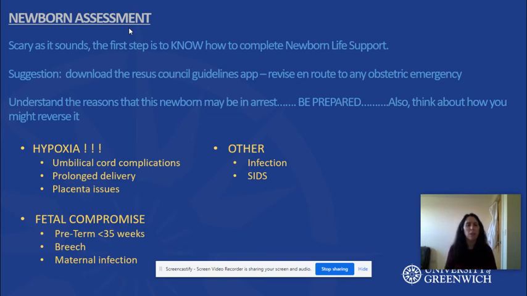So breech babies that are in the upside down position, that can be a compromise that is going to cause an arrest as well. Starved of oxygen, in distress, tachycardic, that can lead to too much distress and an arrest for the baby.